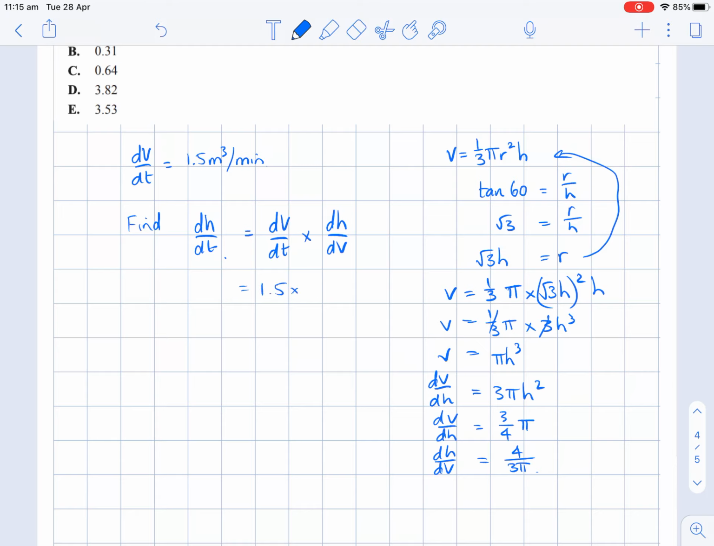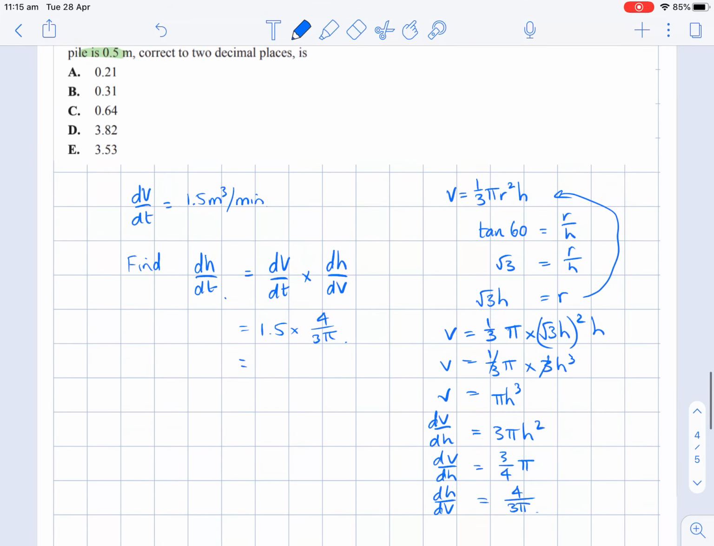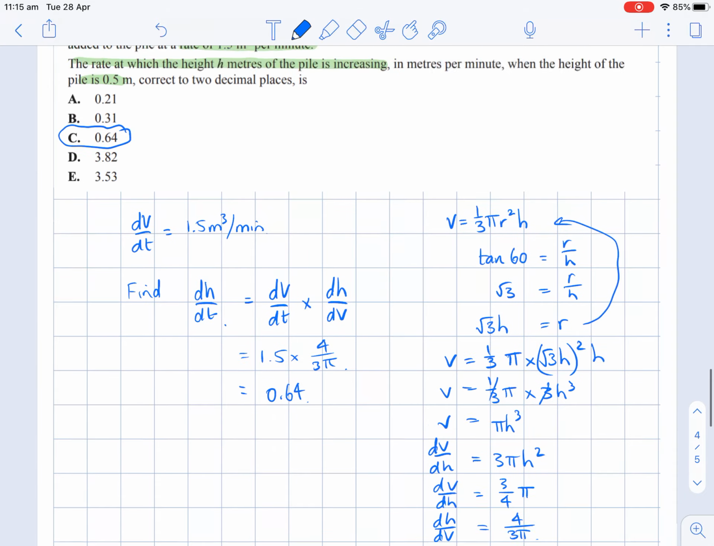Substitute that in, I get 1.5 times 4 on 3 pi, and then jump onto a calculator to actually do that calculation. 1.5 times 4 divided by 3 pi. Obviously doing this on my calculator off the screen right now. Control enter because all my answers are decimals, and I get the answer of C, 0.64. And that's the end of my question.